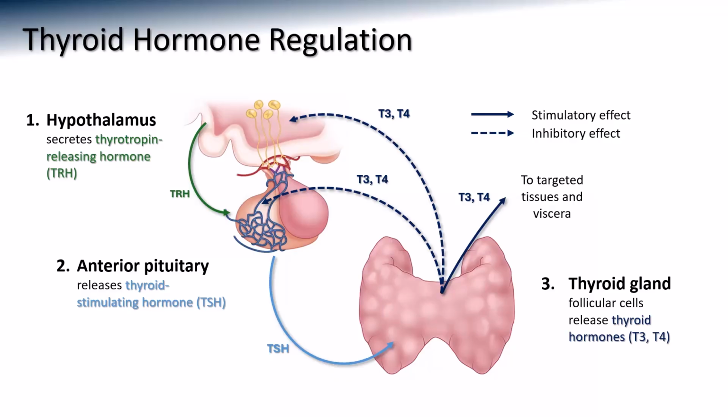pituitary pathway. So we're going to walk through the production of these and talk about how they are regulated here. Our first step in this process is our neurosecretory cells up here in the hypothalamus.